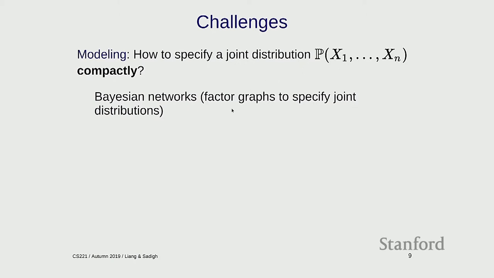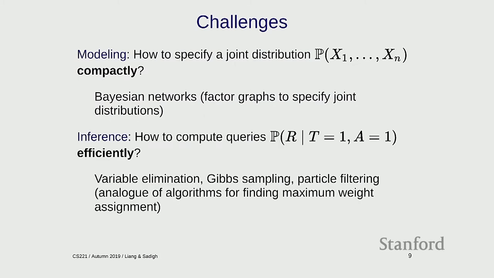So Bayesian networks is going to allow us to define joint distribution using the language of factor graphs. So this is really cool because now I have a very compact way of specifying what is implicitly something that's very, very large. The second challenge is algorithmic. How do you do inference, right? We want to perform probabilistic inference, answering queries like this. How do we do this efficiently?